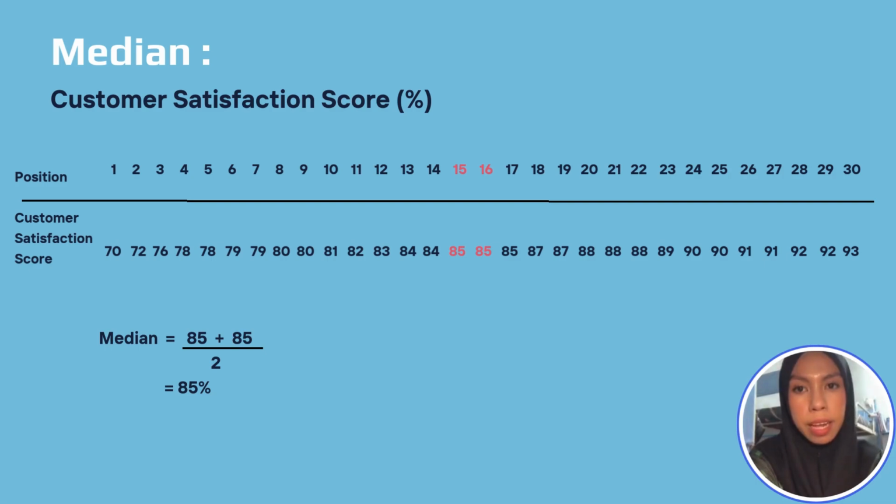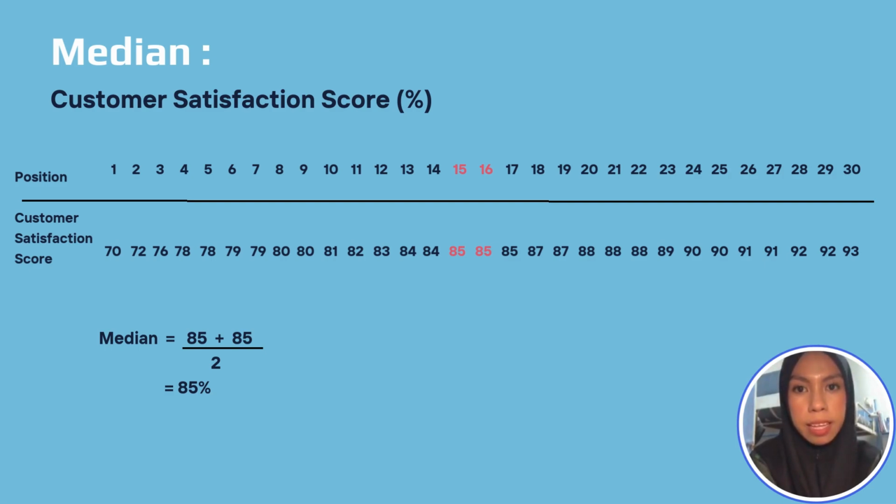For median, we have two formulas, for even and odd numbers of values. For an odd number, we can easily identify the value located in the middle of the dataset. But for an even number, we will get two numbers in the middle, so we need to add both numbers and divide by 2, and we will get the median.